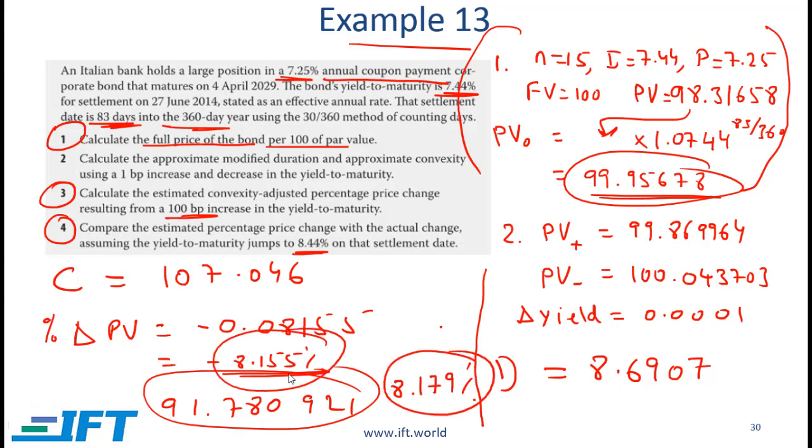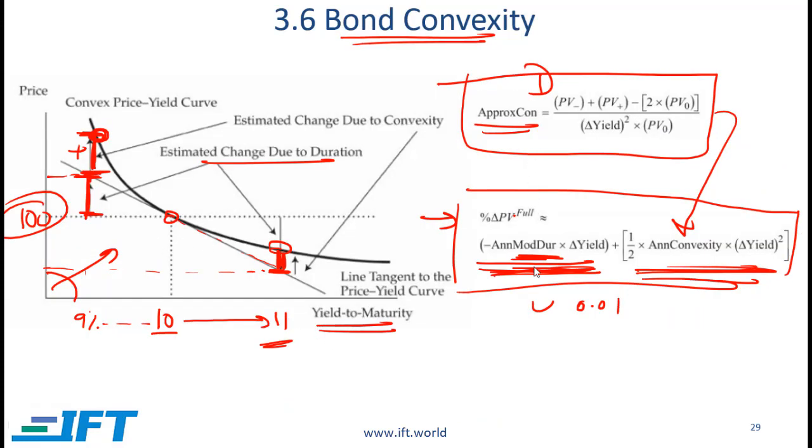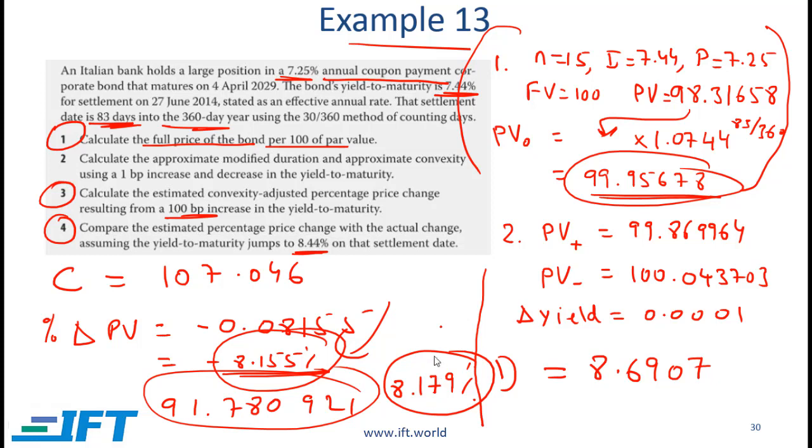And notice that these two numbers are quite similar. So once we take duration and convexity adjustment into account, then the change that we calculate using this formula is quite close to the actual change, and that is the point which is illustrated over here.